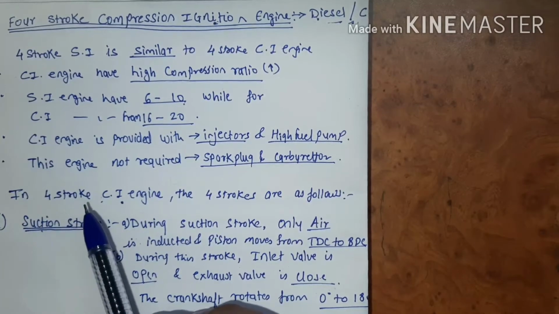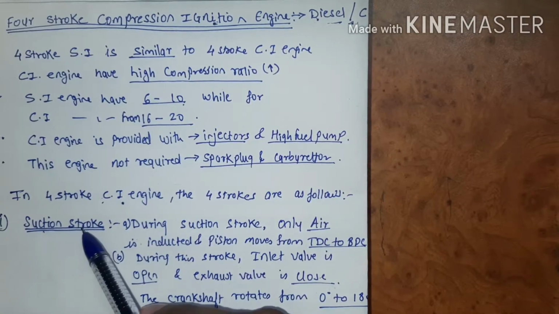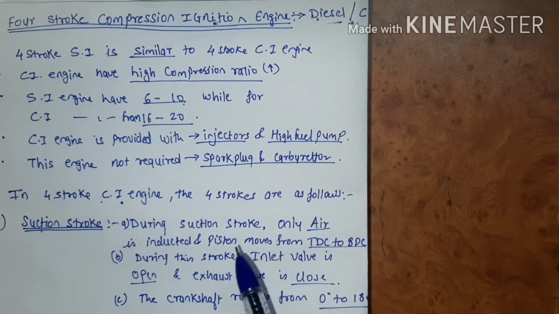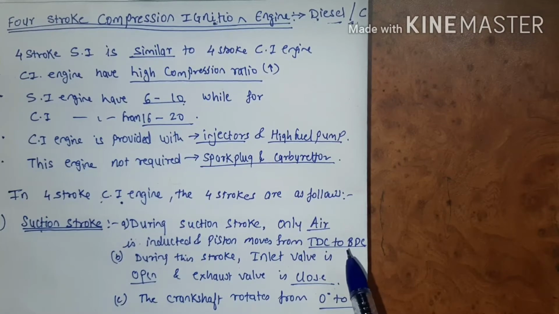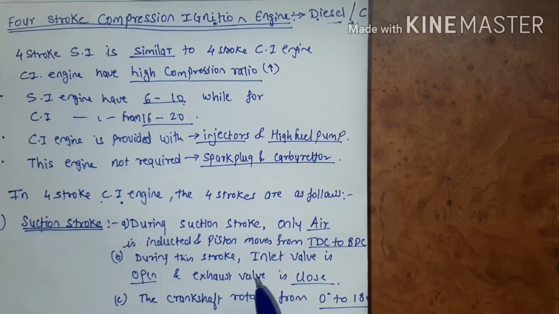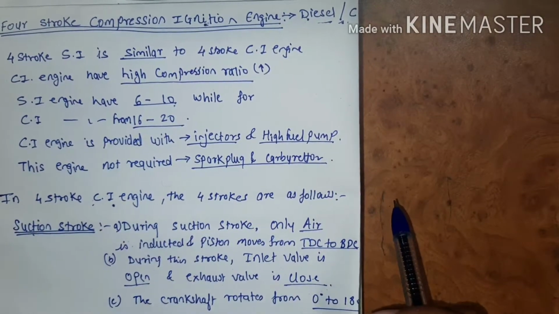Now, the 4 strokes for the C.I. engine are as follows. First stroke is the suction stroke. During the suction stroke, only air is inducted and the piston moves from top dead center to bottom dead center. During this stroke, the inlet valve is open and the exhaust valve is closed. The crankshaft rotates from 0 to 180 degrees. Now I will explain with the help of a diagram.